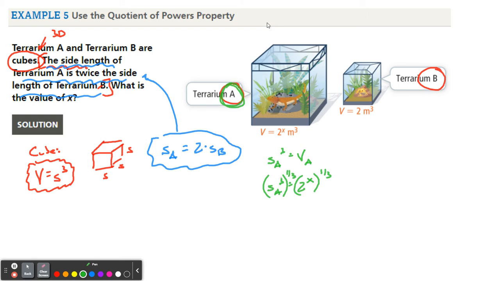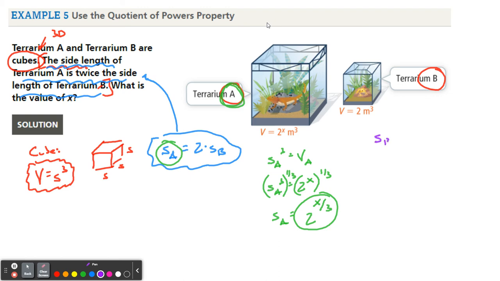So over here, the 3 and the 1/3 cancel because they're reciprocals. So you get the side length of A by itself. And over here, you're going to multiply the x and the 1/3 because it's a power to a power. This is 2. X goes to the top. That'd be 1x, or x over 3. Okay. So now, if you can see what we're going to do, we're going to take this and plug it in right here.